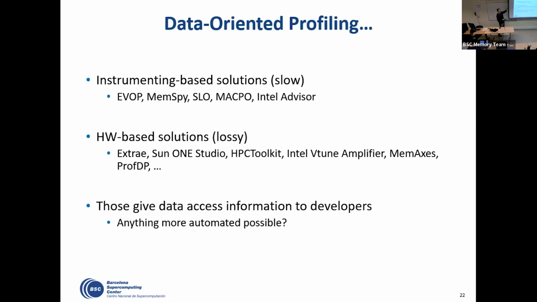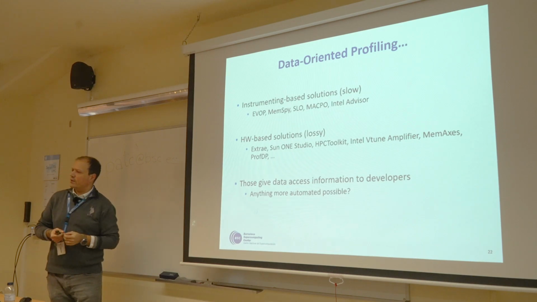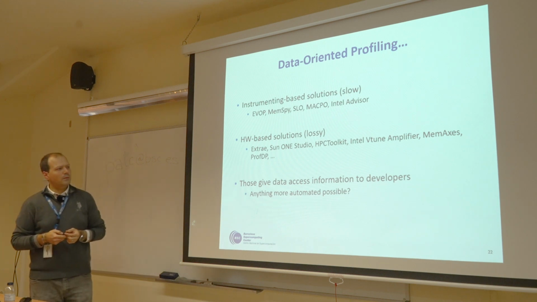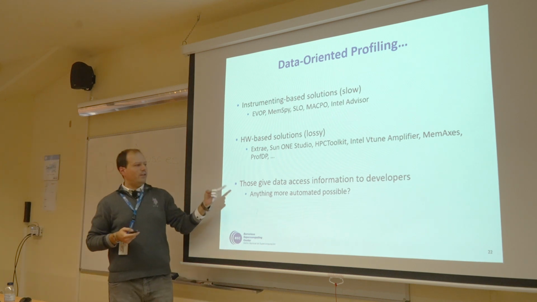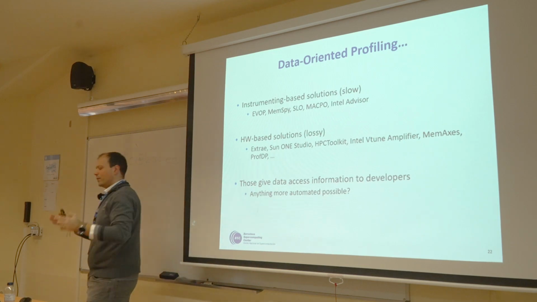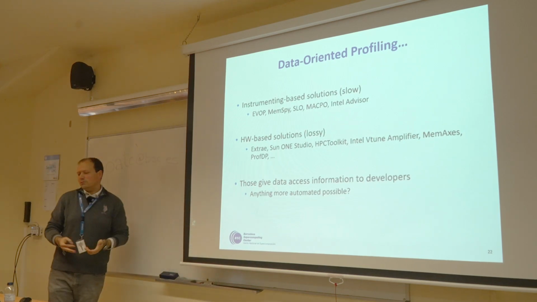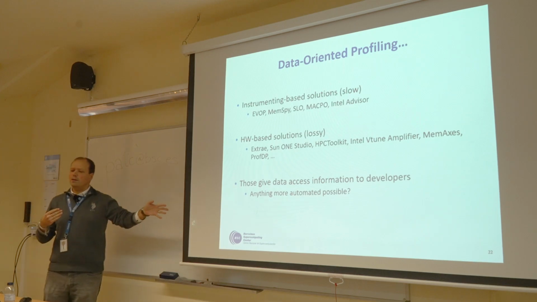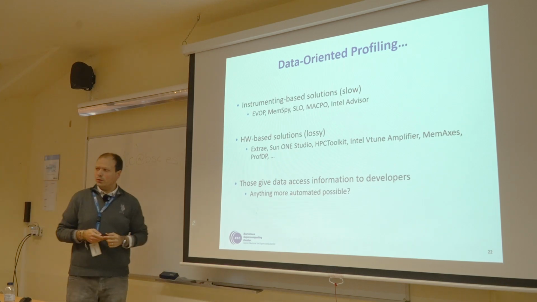There are many solutions. I put here a non-exhaustive list of different solutions that could give you information on how many last level cache misses you may have for different memory objects, which in the end reflects the access pattern that you have to your main memory systems beyond the caches. So these give data access information to developers, but then you have to figure it out. You would have to go to your code, and that's totally fine, but at least it gives you understanding so that you can target the mallocs here or there in your code.